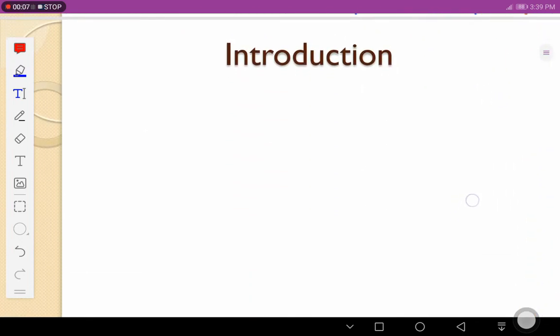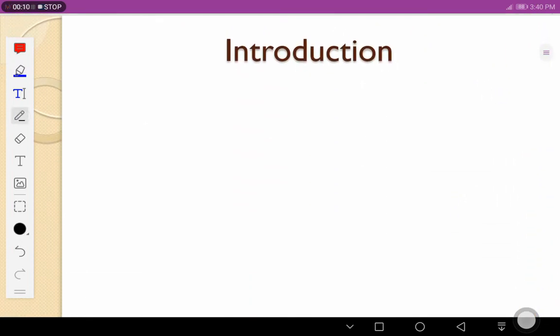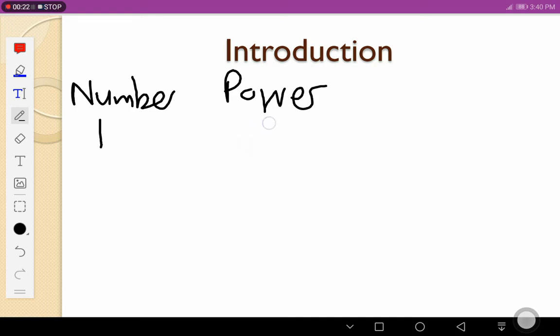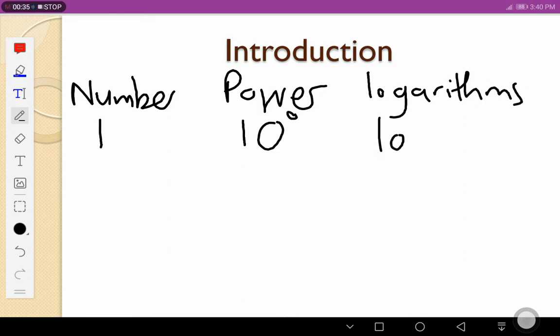So I'm going to introduce, let's say we have got a number 1. If we want to write it in terms of power, we'll have it as 10 to the power of 0, remember from indices. Then if we want to write it in terms of logarithms, it's log 1 is equal to 0. Okay, so that's how we write our logs in terms of numbers.